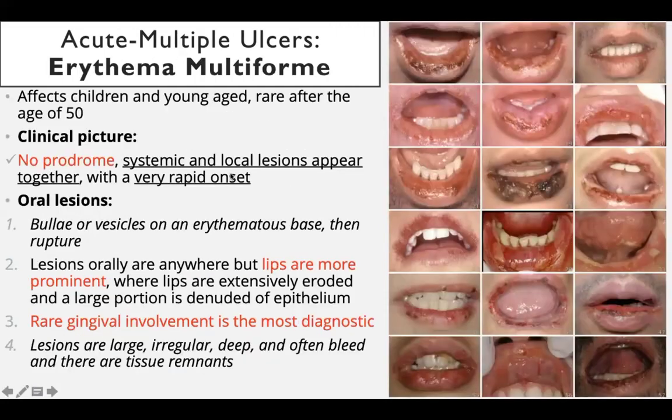Finally, erythema multiforme. No prodrome. Among the six we have studied, this one has no prodrome. Bloody crusted lips, lips are diagnostic. Rare gingival involvement, most diagnostic. Larger, irregular, deep, bleeding lesions. Tissue remnants are found around the lips.